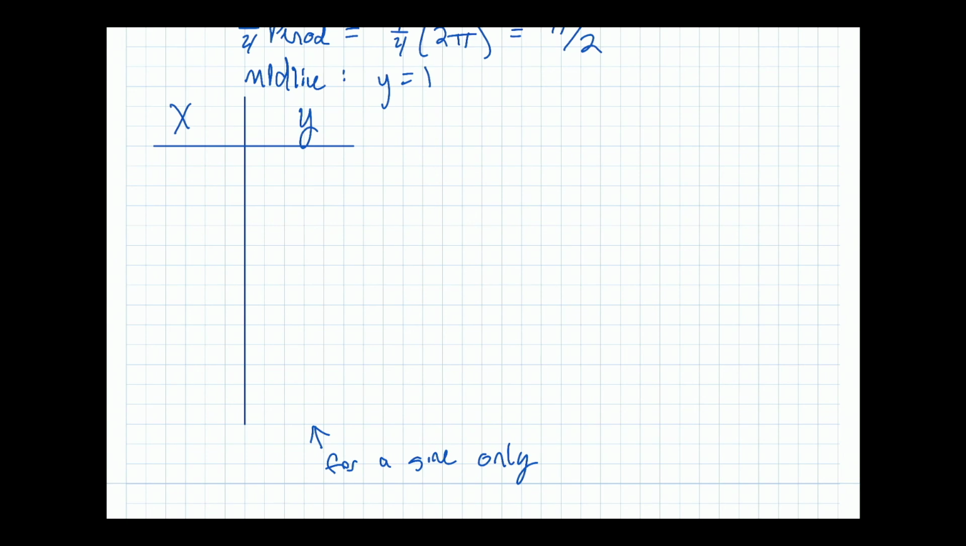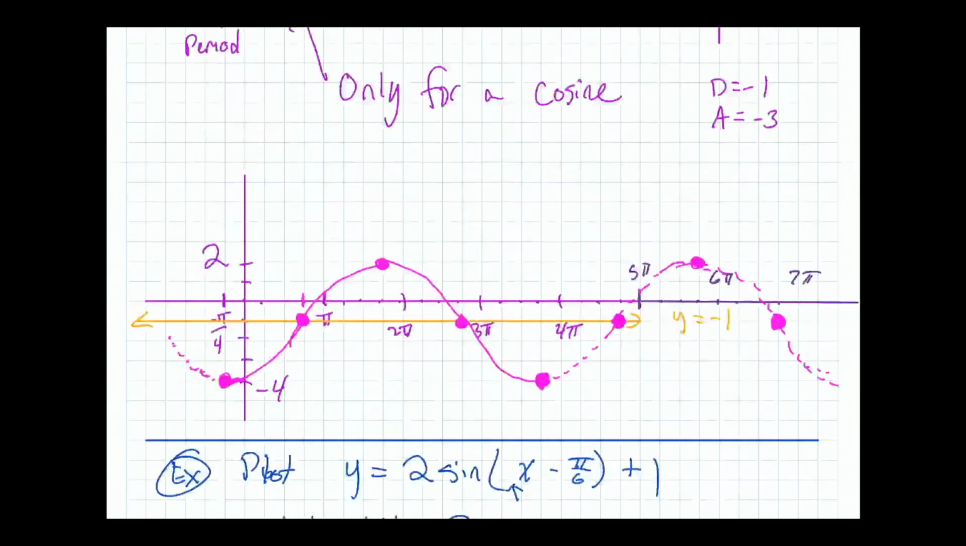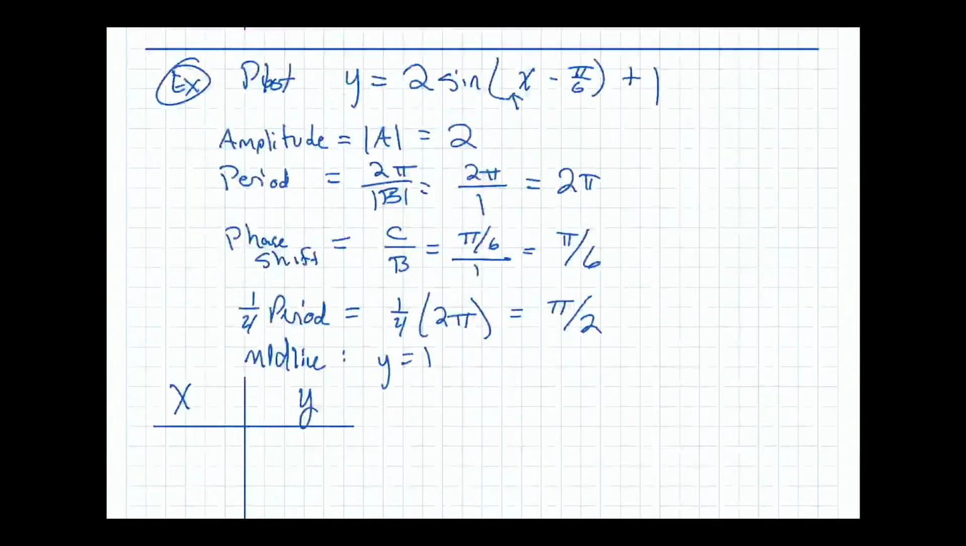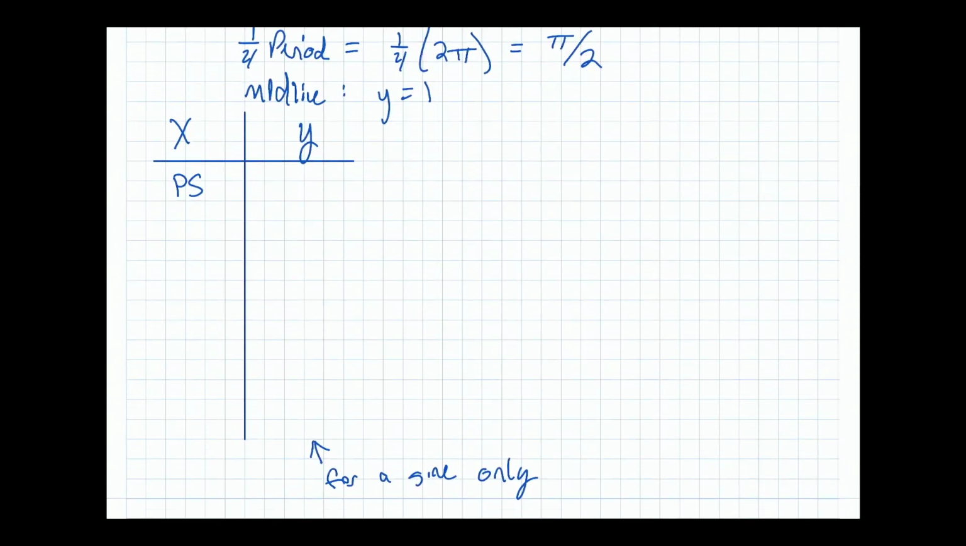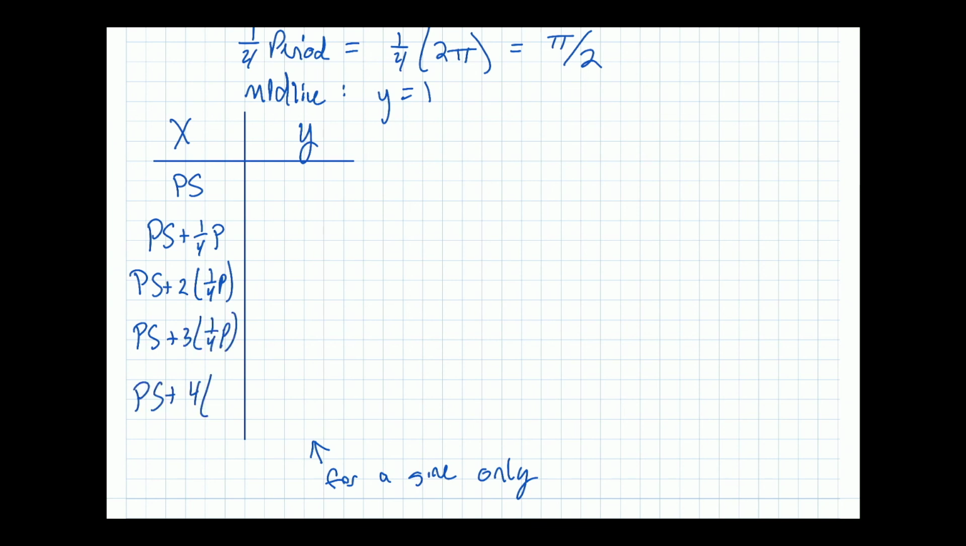So your x values, you're going to get them exactly the same way. So they're the same ones here. So PS for phase shift. Then the next one is PS plus 1/4 period. The next one is PS plus 2 times quarter period. PS plus 3 times a quarter period. And PS plus 4 times quarter period.